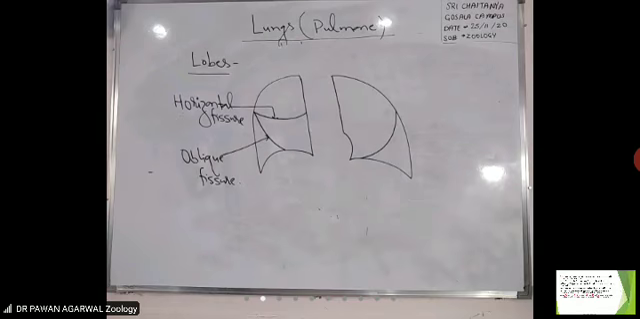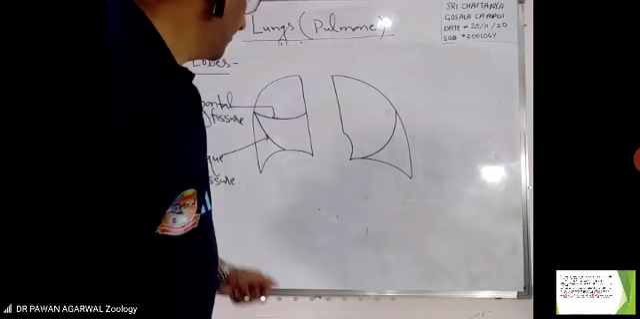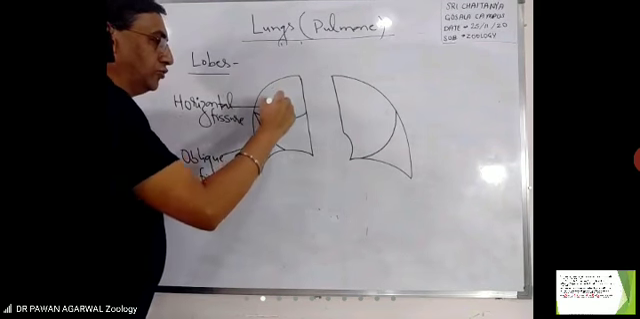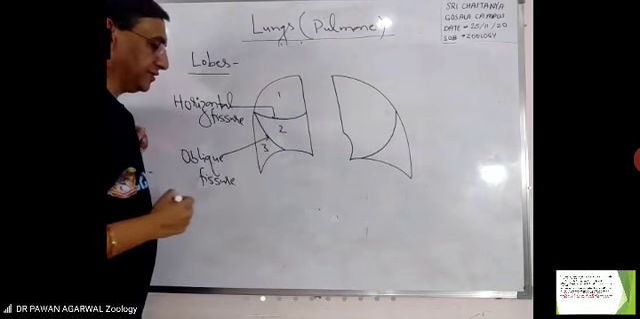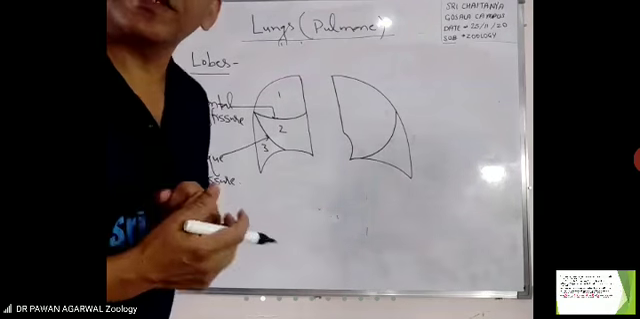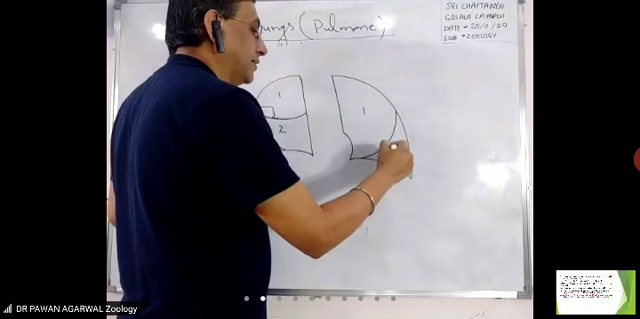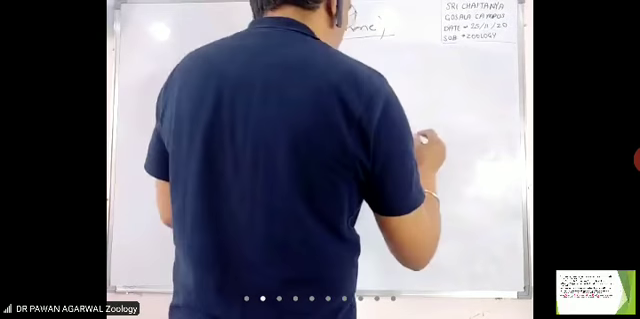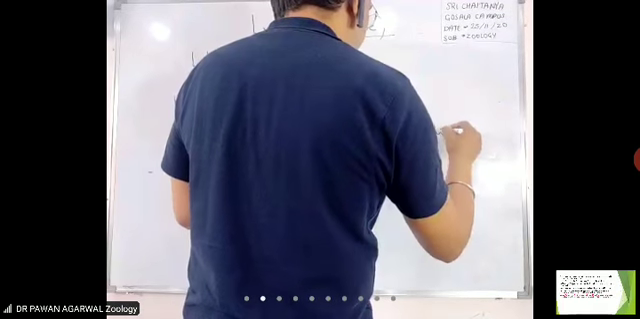Okay. So see, this one is the horizontal fissure. This is the oblique fissure. So due to presence of these two fissures, there are three lobes in the right lung. In the left lung, there are only two lobes because there is only one fissure, that is the oblique fissure.